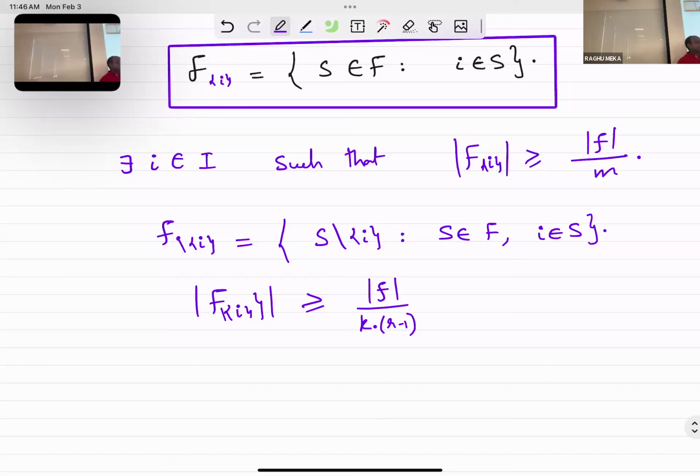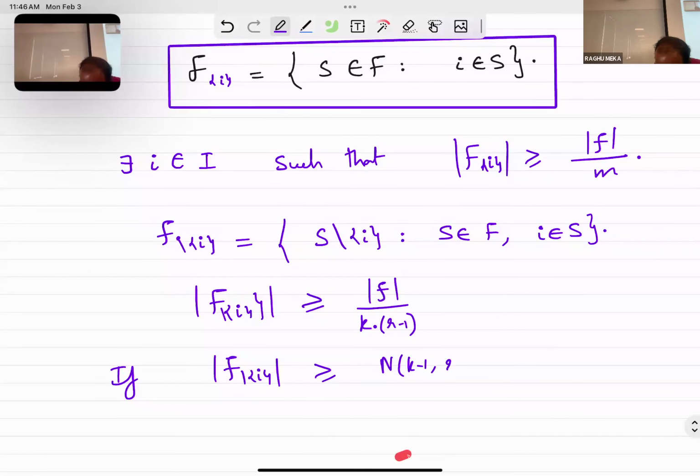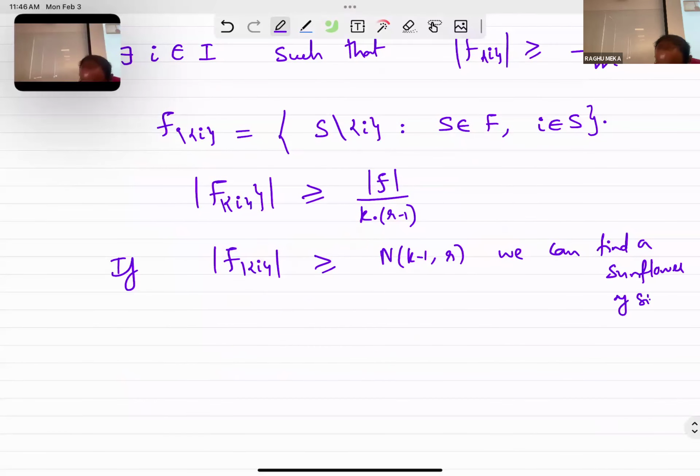How big are the sets in this family? K minus 1. So now I can use induction. If the size of F_I is greater than or equal to n of k minus 1 comma r, we can find a sunflower of size r. And when I take out an element and find a sunflower, if I put it back, I will still get a sunflower. That just goes into the core. It's part of every set.